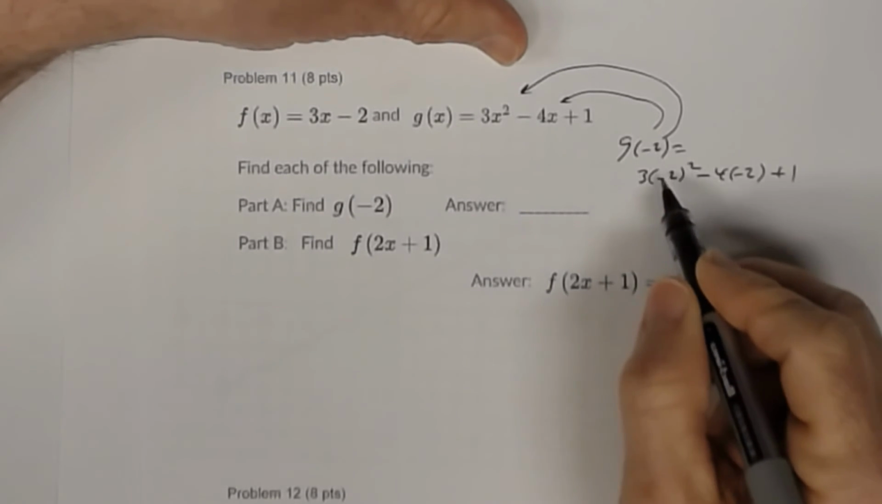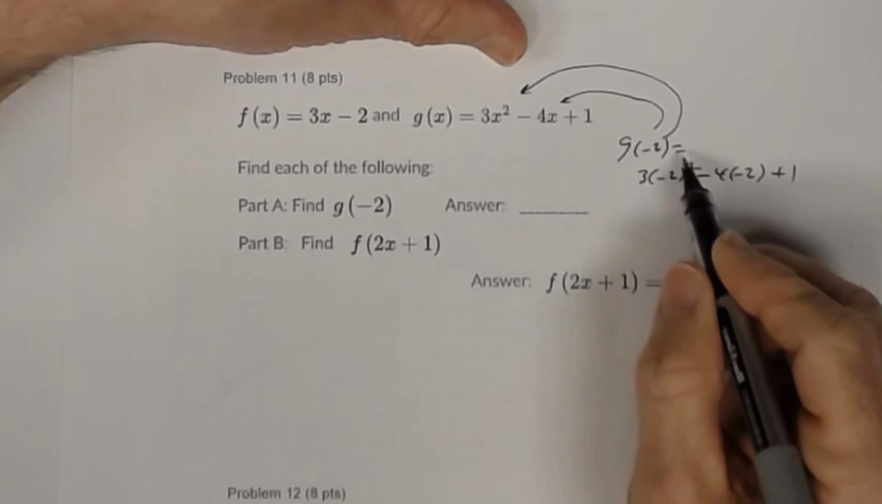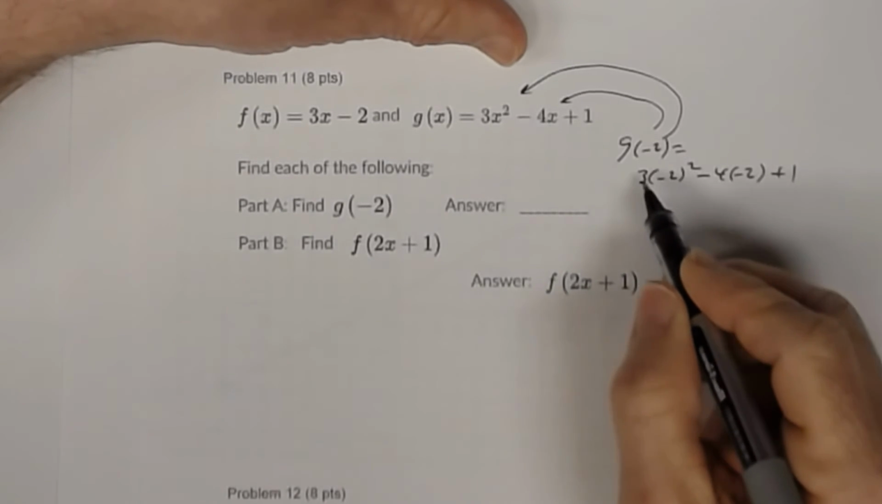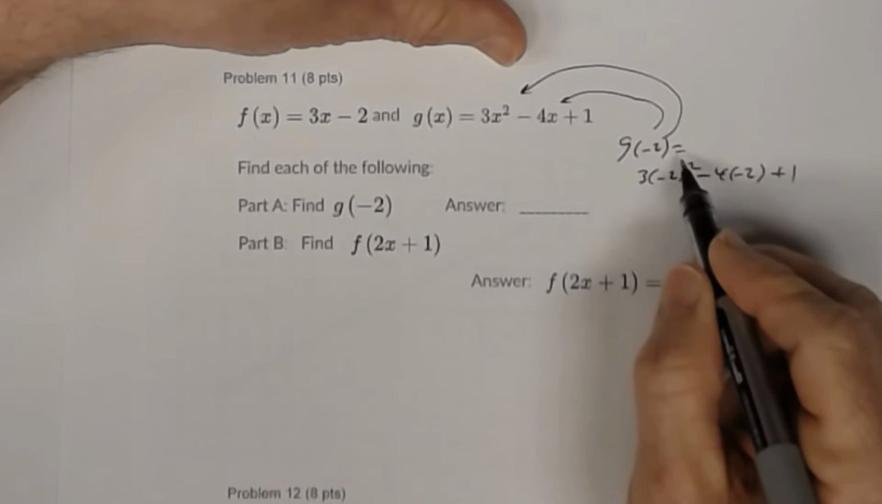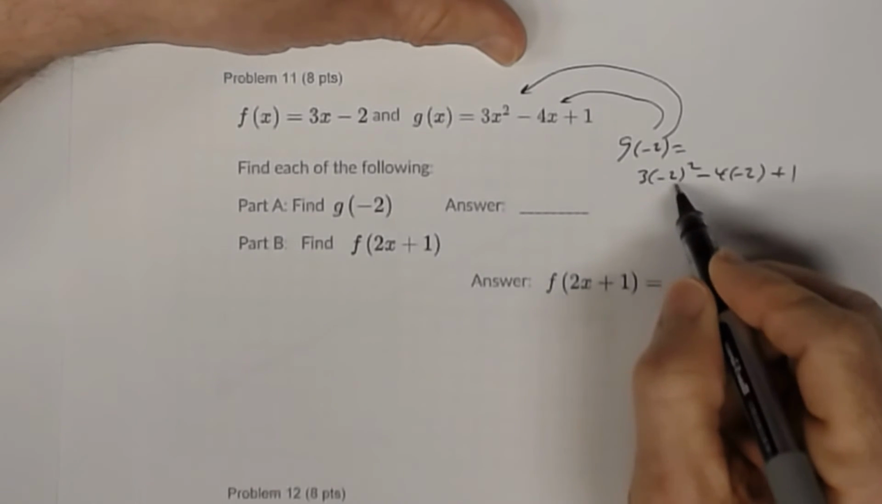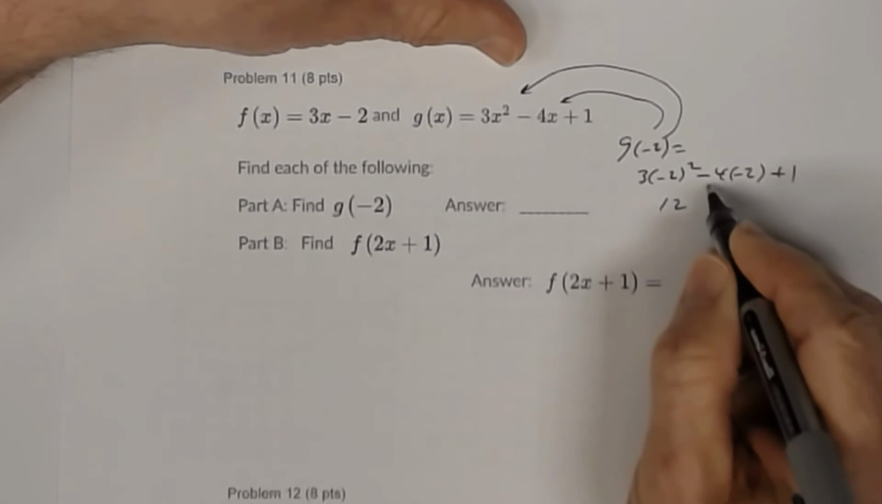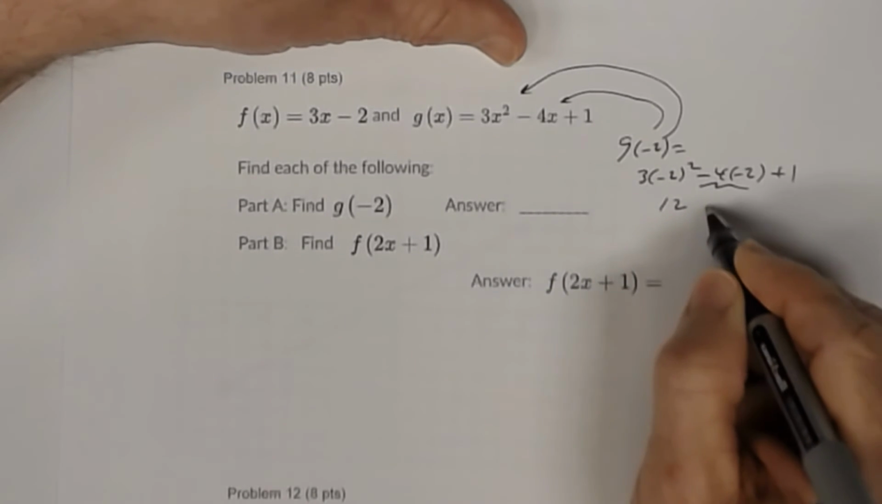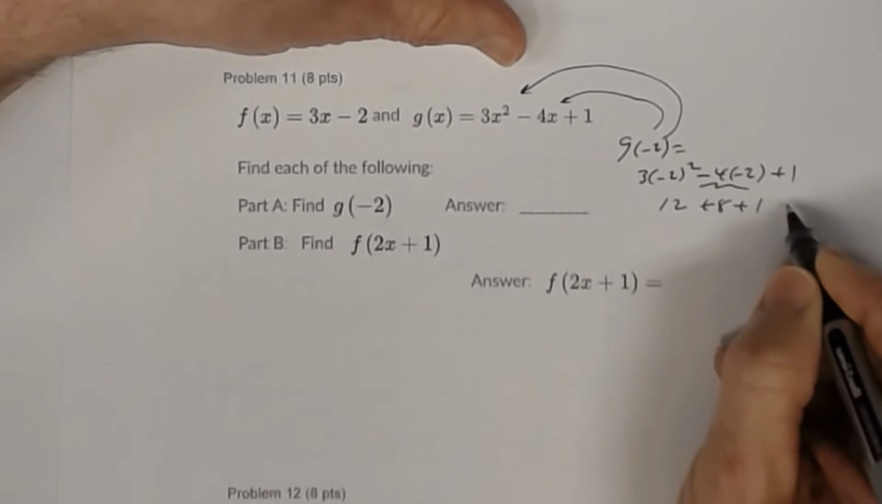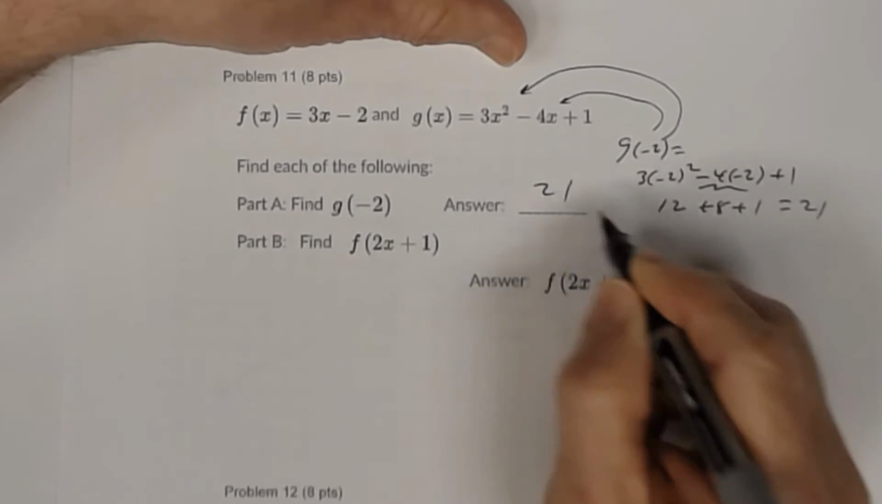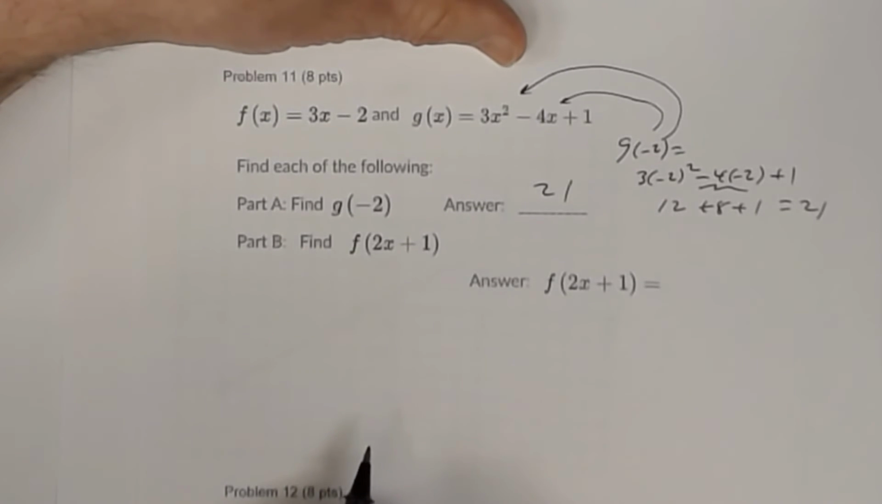Order of operations, -2 times itself. Remember, you do the exponent first. You don't multiply and then square. You gotta square first and then multiply. So -2 times -2 is a positive 4. 4 times 3 is 12. So that's 12. -4 times -2 is a positive 8, and then plus 1. 12 plus 8 is 20. 20 plus 1 is 21. So the answer for that one is 21.